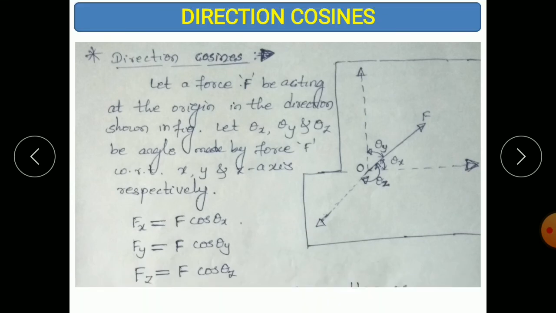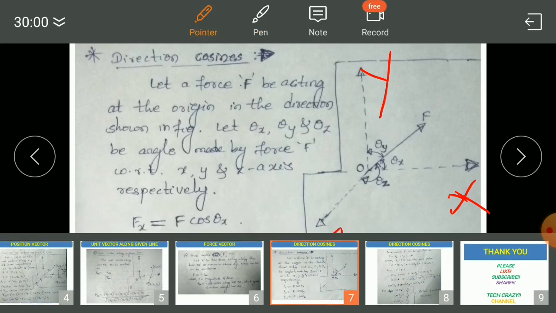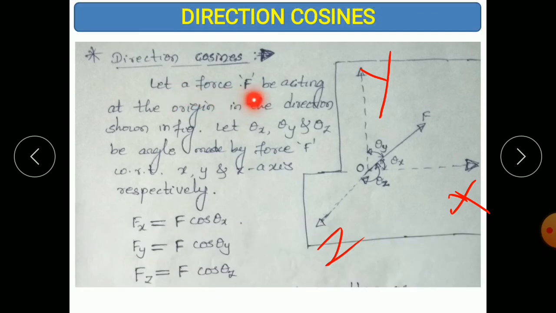So next is direction cosines. So you need to know how to take the cosine of the angles. So here it is considered, this is x-axis, this is y-axis, and this is z-axis. So let F be the force acting at the origin in the direction as shown in the figure.